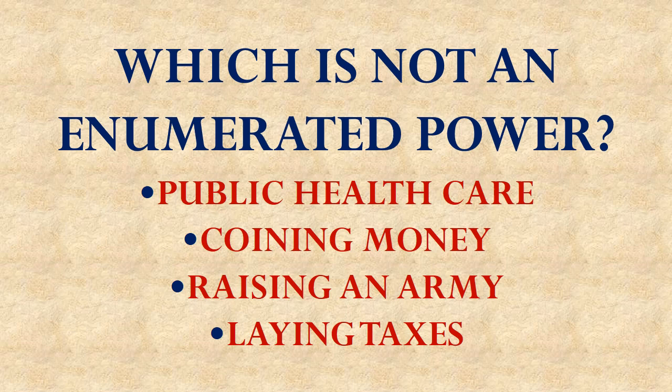Which is not an enumerated power? In other words, what power has not been given to the national government? Is it to regulate public health care? Is it the coining of money? Is it raising an army? Or is it laying taxes? Well, if you go through that list in Article 1, Section 8, you'll find that public health care is not among the things on the list. Coining money is, raising an army is, laying taxes is, but not dealing with the healthcare system.